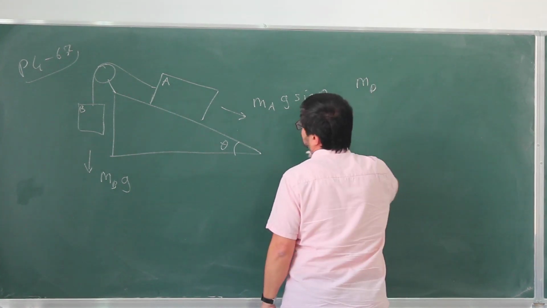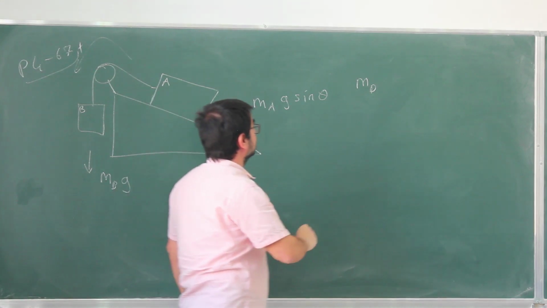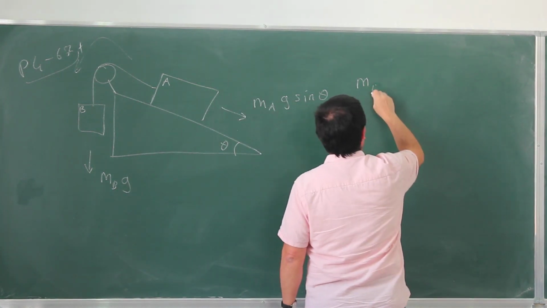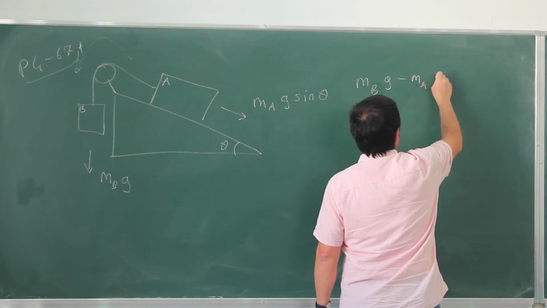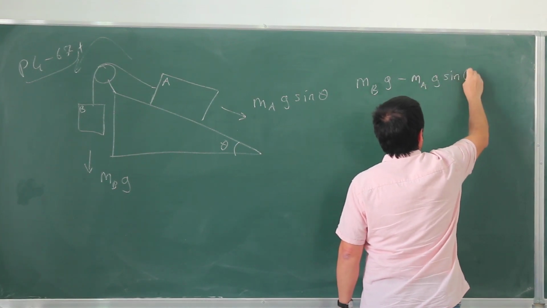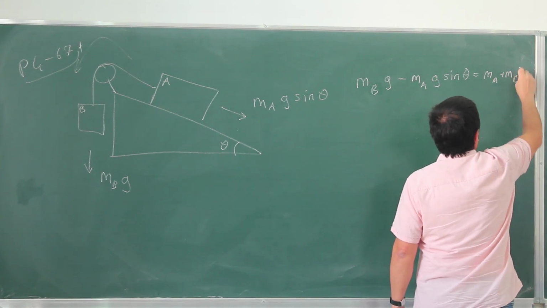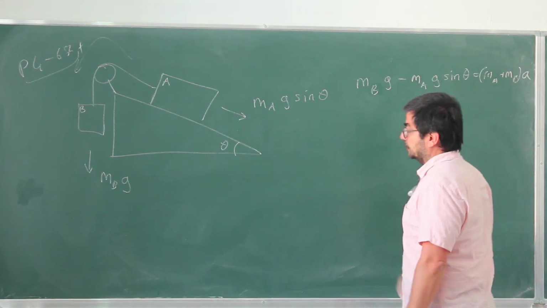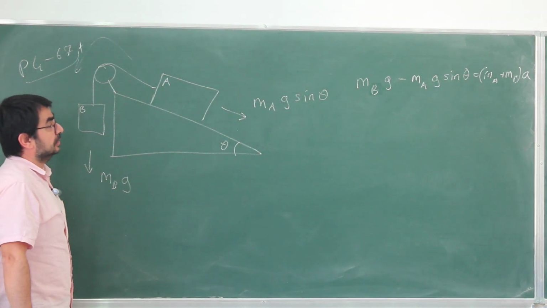So let's assume positive direction to be this way. MB times G minus MA times G sine theta is MA plus MB times A. And you move the MA plus MB to the denominator, and you find your acceleration. And this is one way.